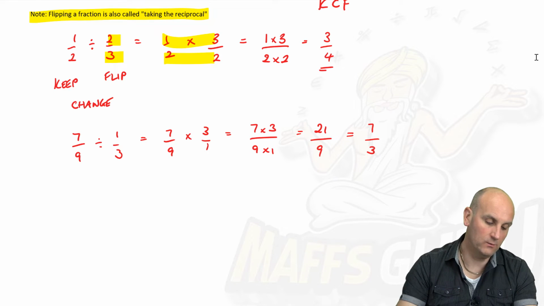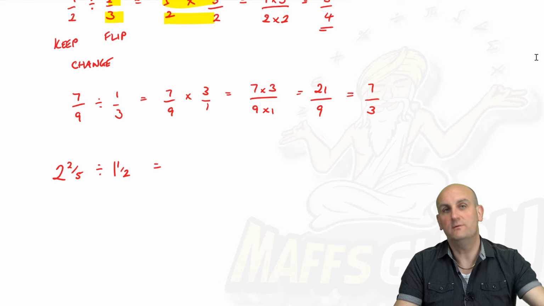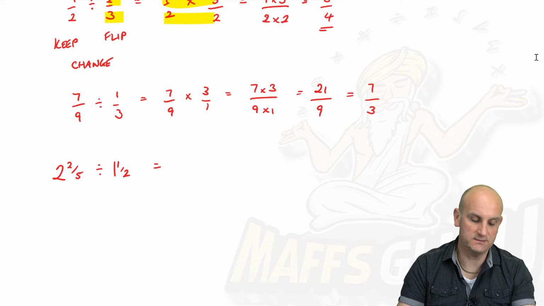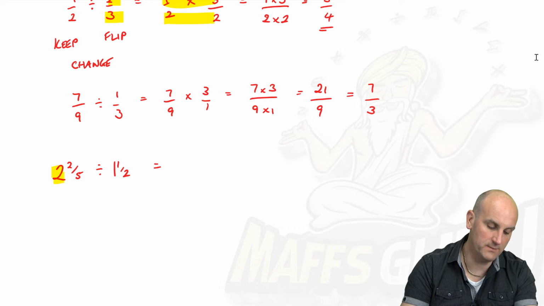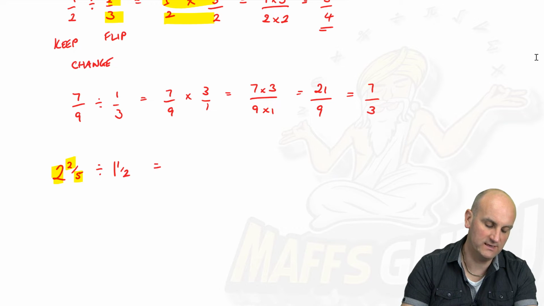Yes? What about mixed numbers? Does that work? 2 and 2/5 divided by 1/2. Well, turn it top heavy first. So turning it top heavy, big number times the bottom number, add the top number. So 2 times 5 is 10, add 2 is 12 on 5. Remember, it's that bottom number there. Divided by big number times the bottom number is 2, add the top number is 3 on 2.